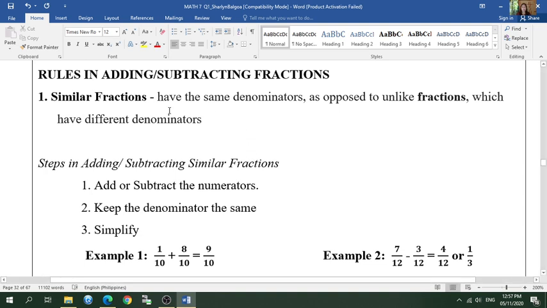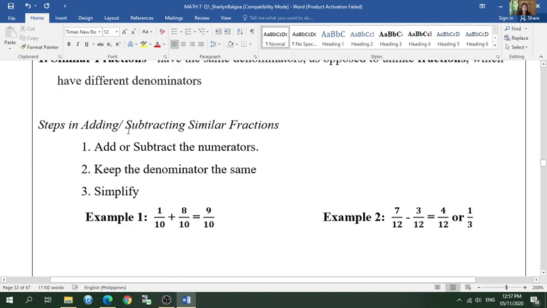Okay. When I say similar fractions, they have the same denominator. Or they are what we call like fractions. So step number 1, add or subtract the numerators. Number 2, keep the denominator the same. And then you always simplify.